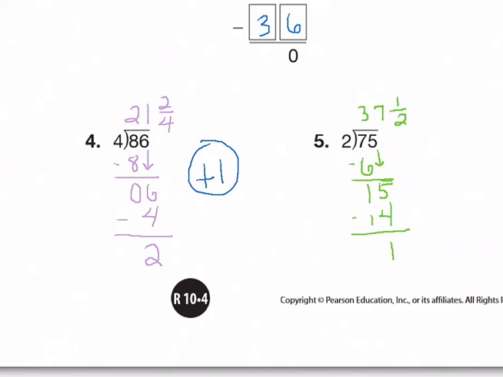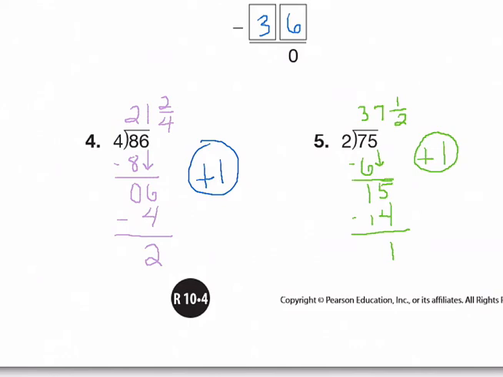Press pause really quick, see if you can say this before I give the +1. Okay, we're back. And here we go. 37 and 1/2. +1 if you had it.